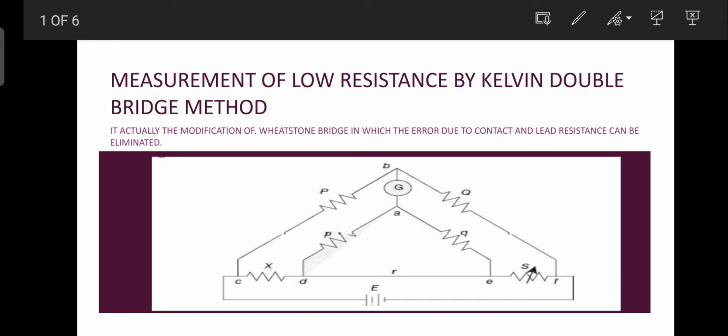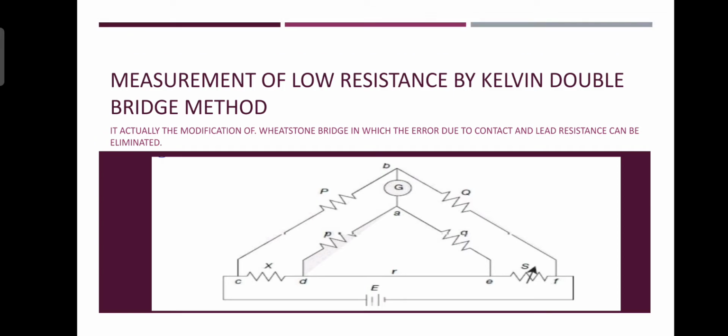So in the last class we have discussed two major important problems regarding the measurement of resistance. So today's topic is the Kelvin double bridge method for measuring low resistance.